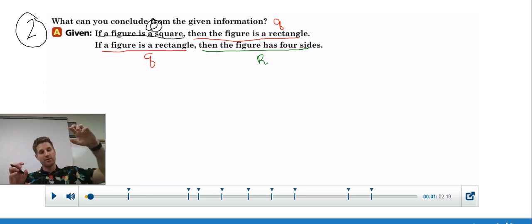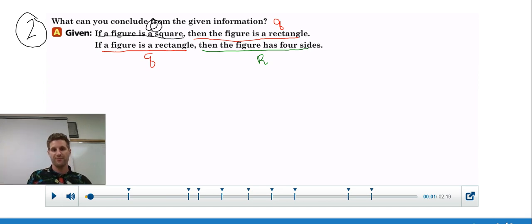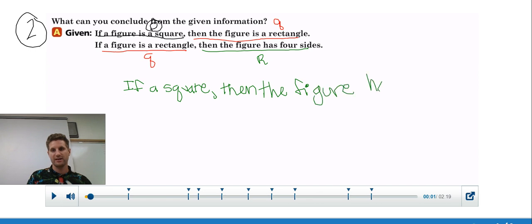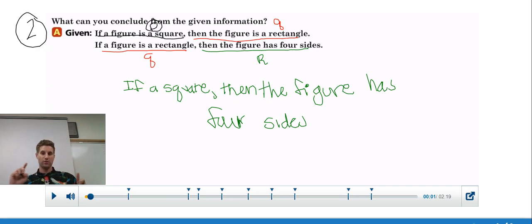We can connect the P and the Q together. So what we can say is, if a square, then, now we can connect it with the R, then the figure has 4 sides. So again, P then Q, Q then R. What's our conclusion? P then R.